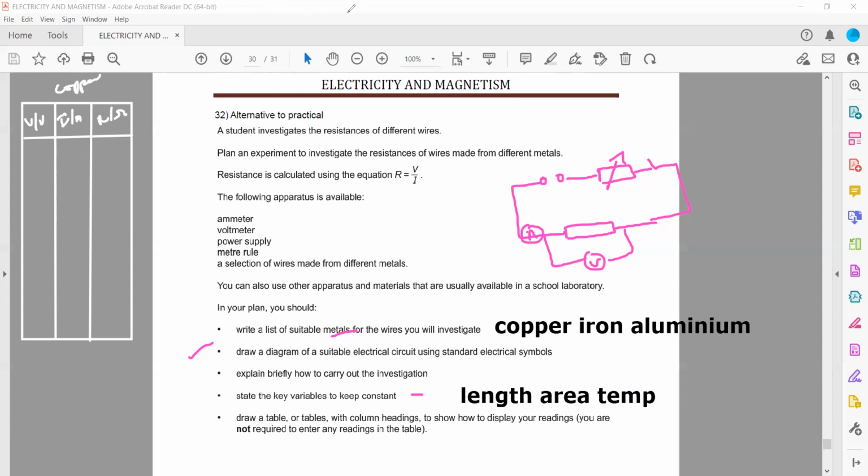Then you can also plot a graph. If voltage is on the y-axis and current on the x-axis, the resistance is equal to the slope. The opposite will happen if current is on the y-axis and voltage on the x-axis: the slope will be the reciprocal of the resistance. So this is how we plan the experiment to find the resistance, or how the material can affect the resistance.